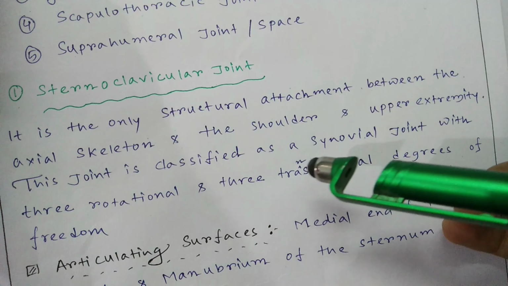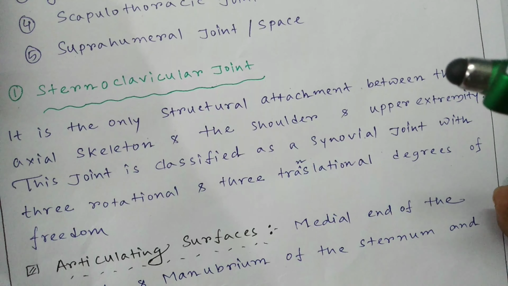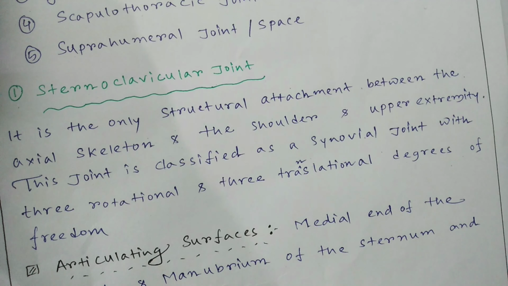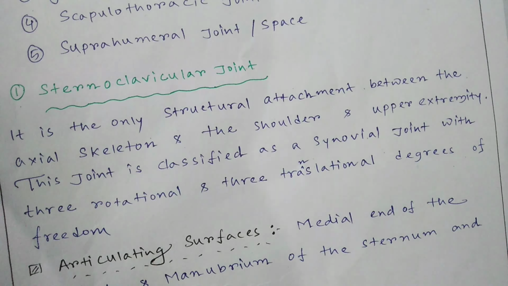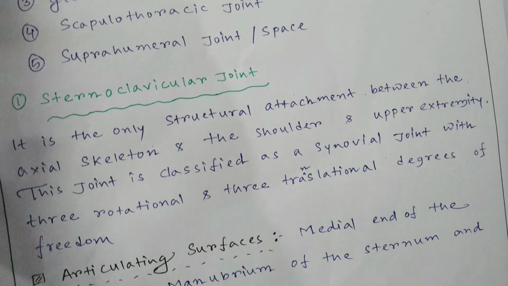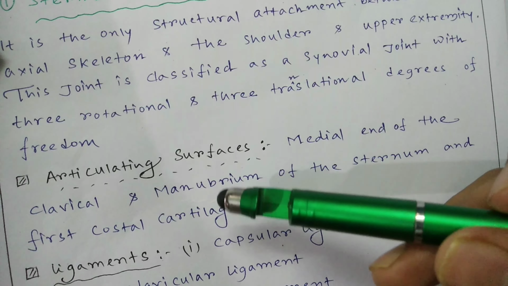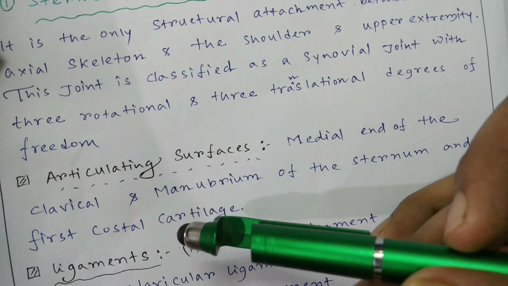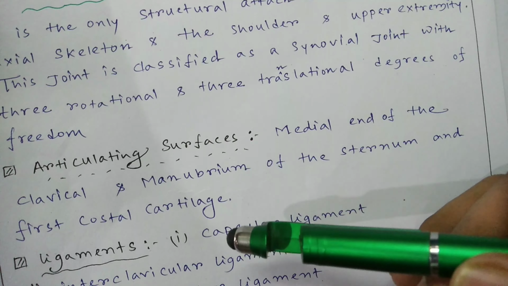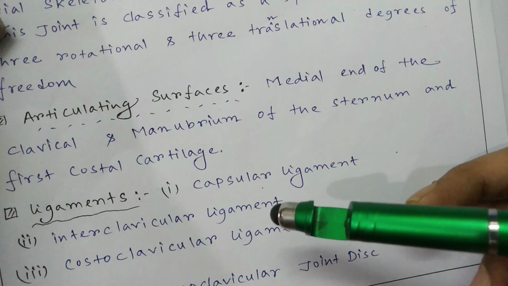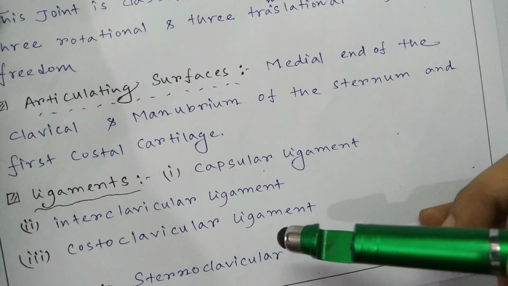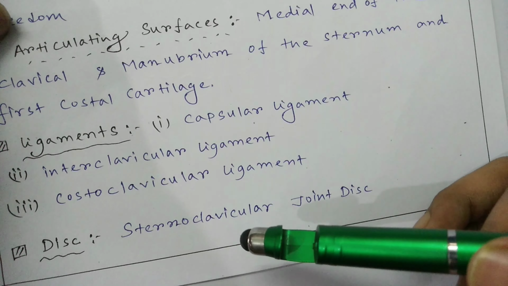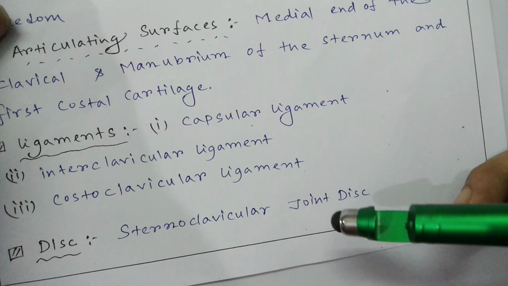This joint is classified as a synovial joint with 3 rotational and 3 translational degrees of freedom, which means 6 degrees of freedom are seen, 3 translatory and 3 rotational. Articulating surfaces: the medial end of the clavicle, the manubrium of the sternum, and the first costal cartilage. Ligaments are the capsular ligament, interclavicular ligament, costoclavicular ligament, and disc. The disc is the sternoclavicular joint disc.